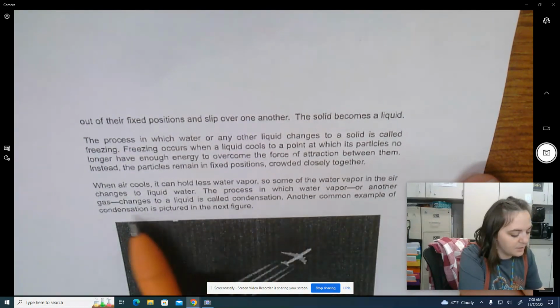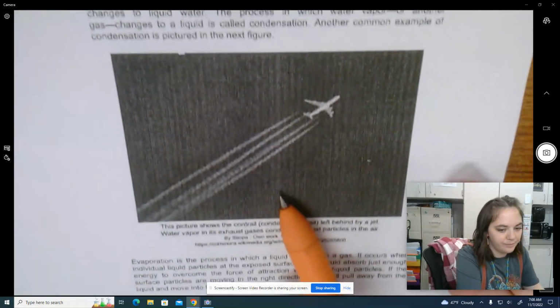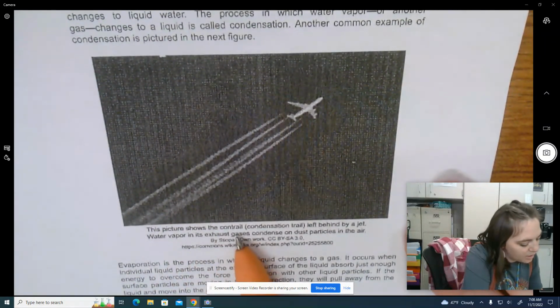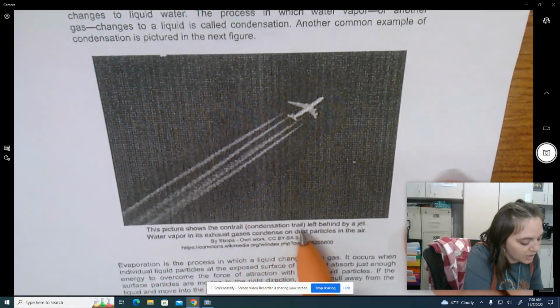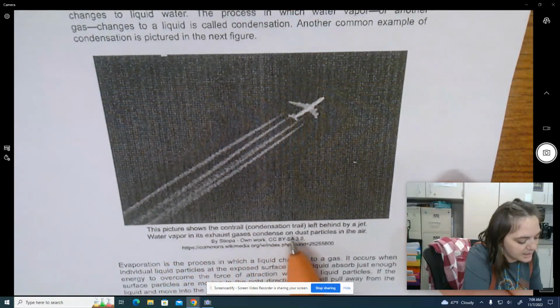Another common example of condensation is pictured in the next figure. This picture shows the contrail or condensation trail left behind by a jet. Water vapor and its exhaust gases condense on dust particles in the air.